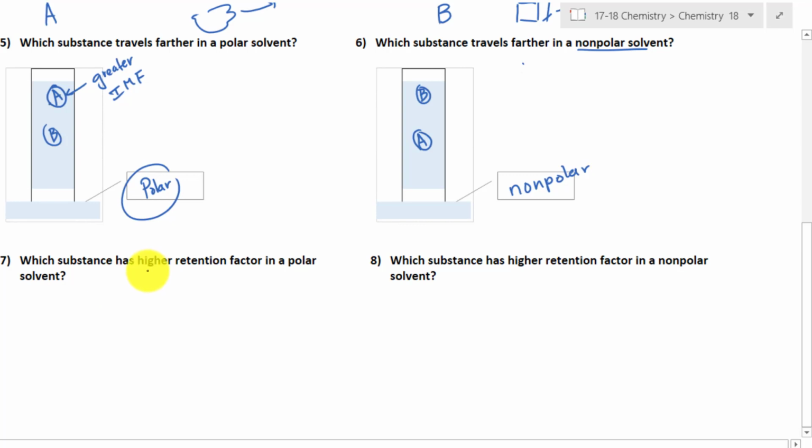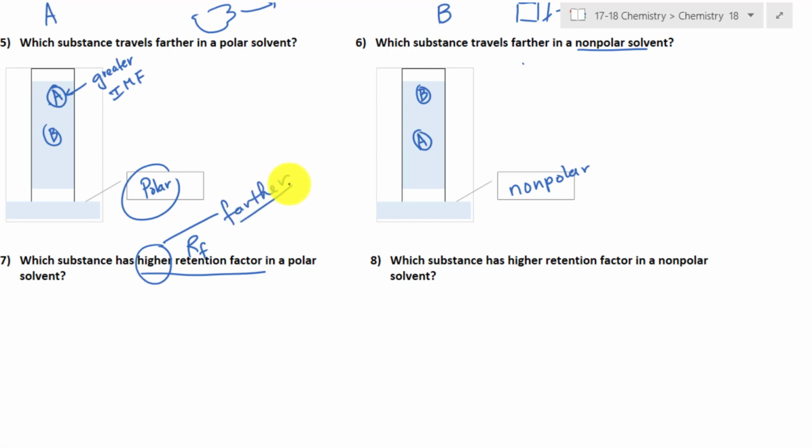Then of course, let's look at which substance has a high retention factor in a polar solvent. Now, what is the meaning of high retention factor? Retention factor is Rf. So the word higher means it would travel the farthest. So which substance travels farther in a polar solvent? That is A. So A has a greater Rf.